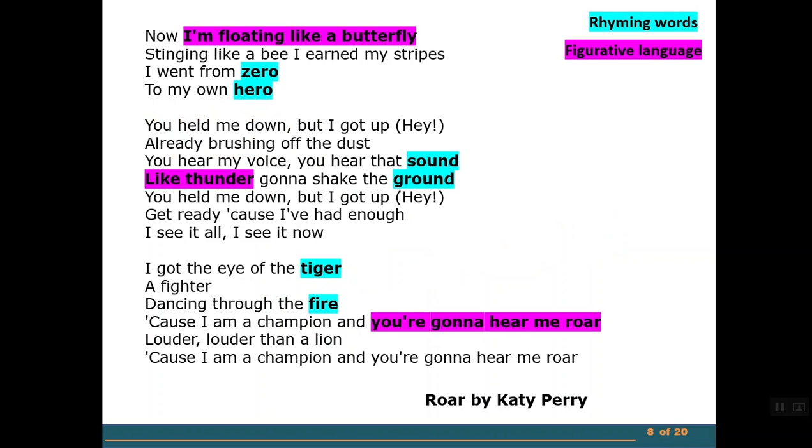Now let's put number 1 in a real-world situation. For an upcoming poetry unit, one of the educational goals is to teach students about rhyme scheme and figurative language. You choose Katy Perry's Roar lyrics as an example and copy them onto a piece of paper or digitally in a slide.